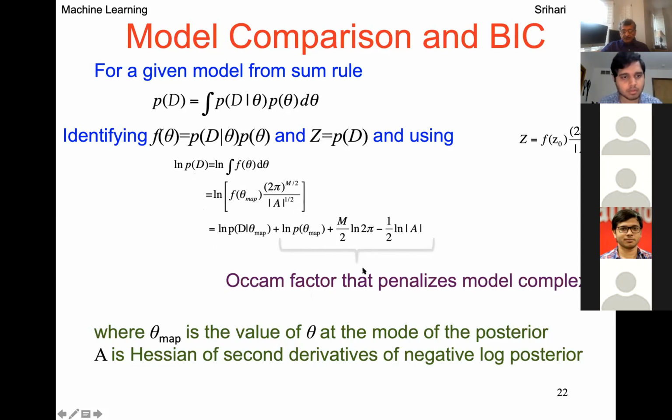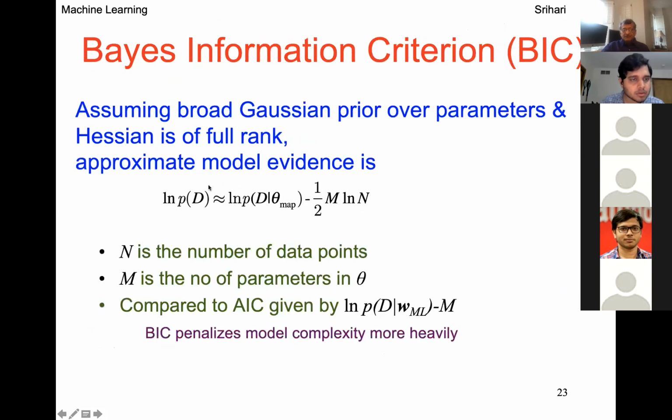And it becomes a factor that penalizes model complexity, where theta MAP is the value of theta at the mode of the posterior, and A is the Hessian, the second derivative of the negative log posterior. This looks pretty complicated, but the next slide shows that all of this gets very simplified. Assuming a broad Gaussian prior over parameters and the Hessian is full rank, approximate model evidence is log P of D equals log P of D given theta MAP minus 1/2 M log N.